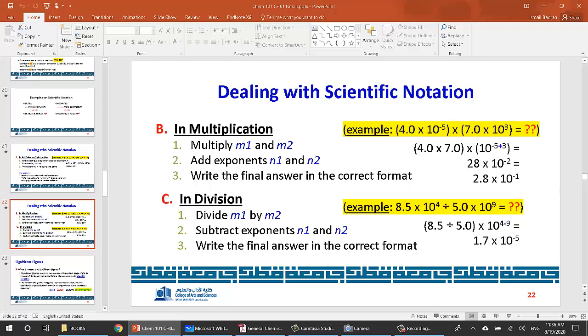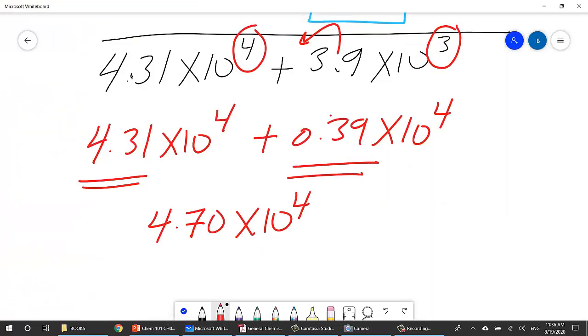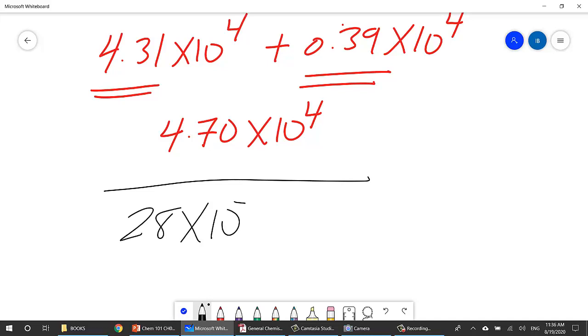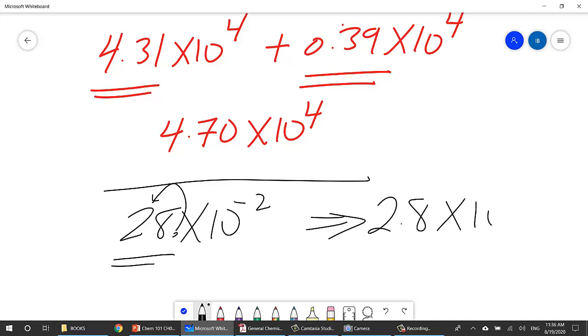But the problem is, this is not in scientific notation. 28 times 10 to the minus 2 is not written in scientific notation. Scientific notation means we have to have a decimal point after the first digit, like 2.8. So you convert that by moving the decimal point one space to the left, so that would be 2.8 times 10 to the minus 1.